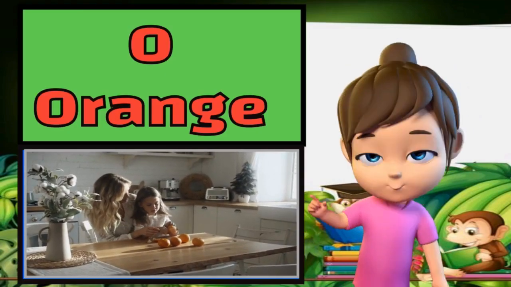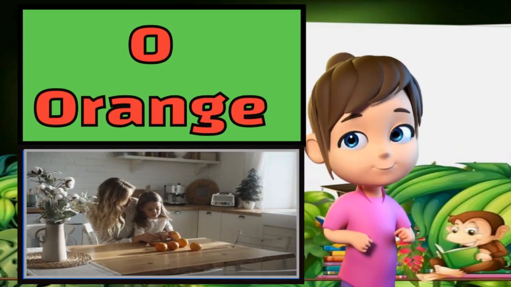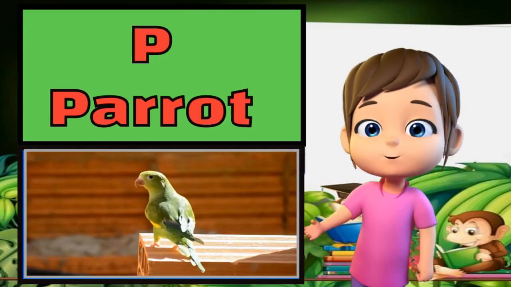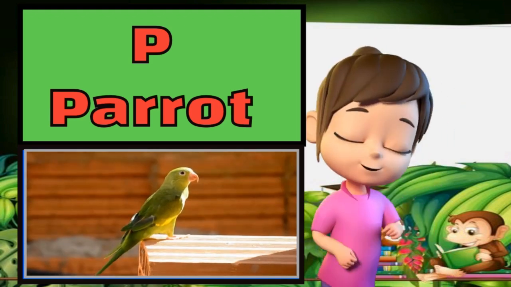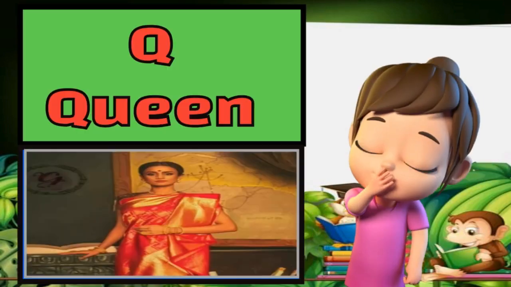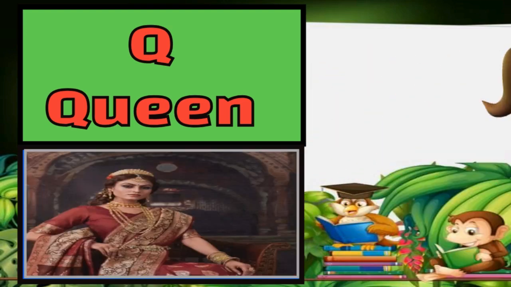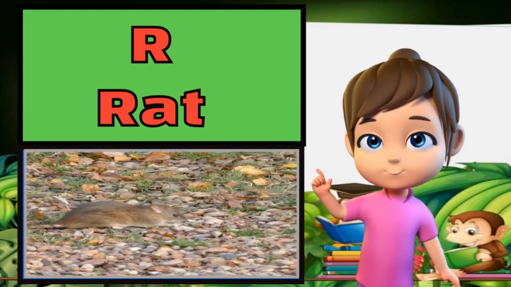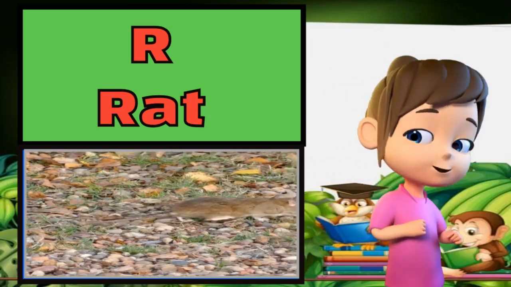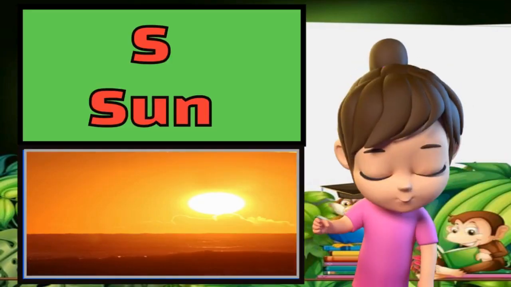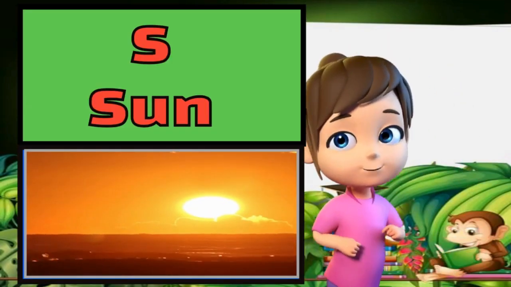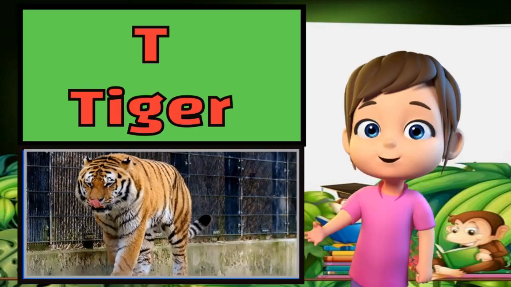O for orange, this is an orange. P for parrot, this is a parrot. Q for queen, this is a queen. R for rat, this is a rat. S for sun, this is a sun.